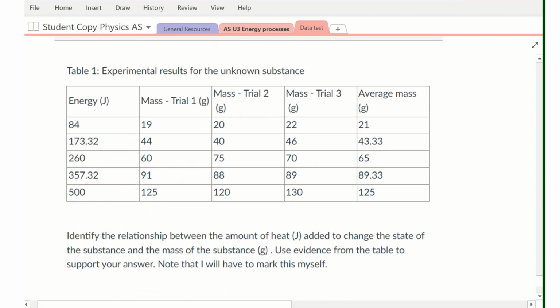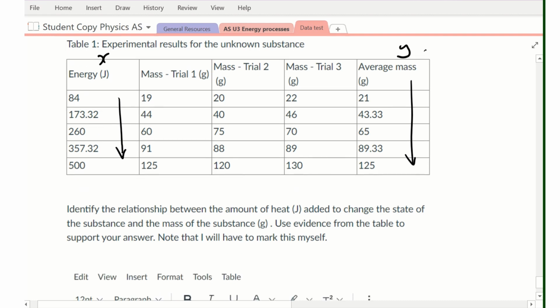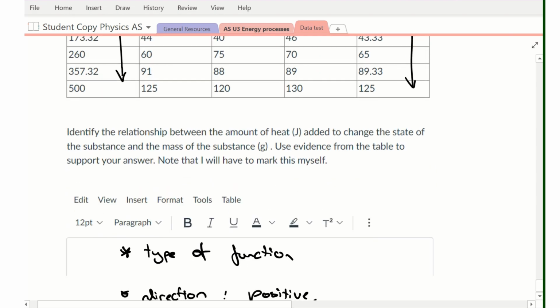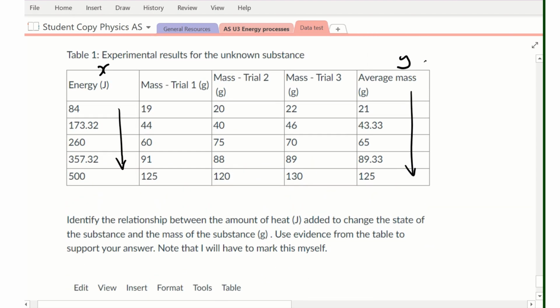Okay, the direction is the easiest one to look at. As we increase in our x, is our y increasing as well? In this case, this is our x, this is our y, independent, dependent. Now I can see 84 is increasing, 21 is also increasing, so therefore this is a positive relationship, or directly proportional.